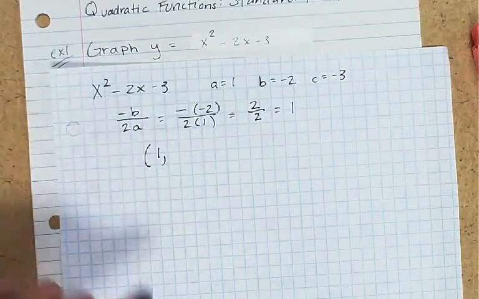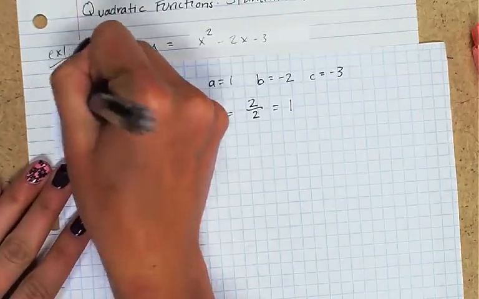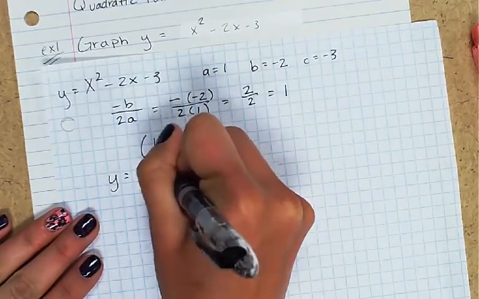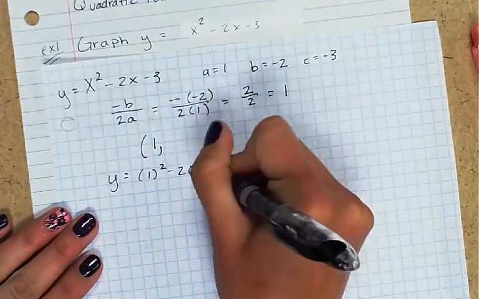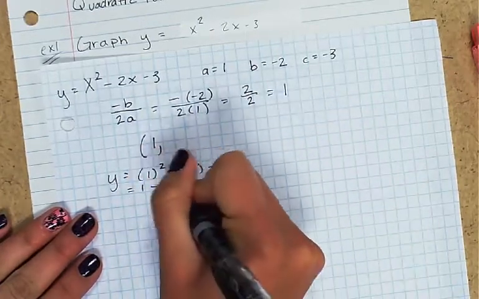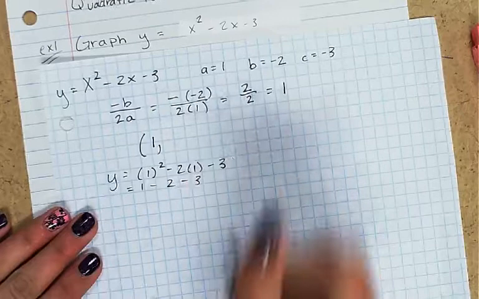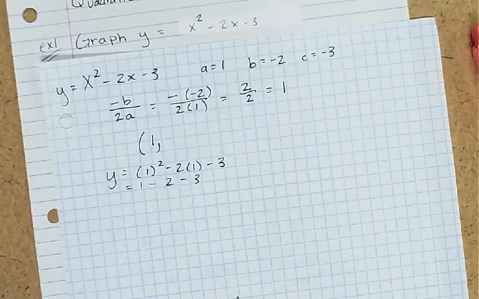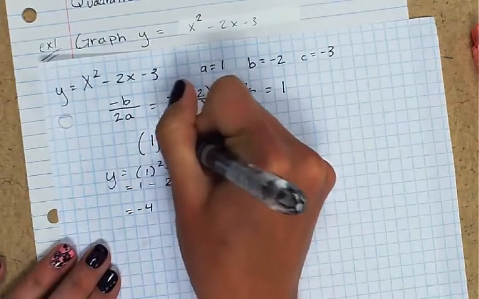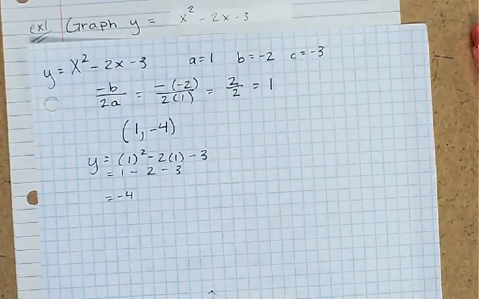So to get the y-coordinate that goes with that, we just plug it in. So 1 squared is 1. 2 times 1 is 2. So 1 minus 2 is negative 1, minus 3 more is negative 4. So the coordinates of our vertex are 1, negative 4.